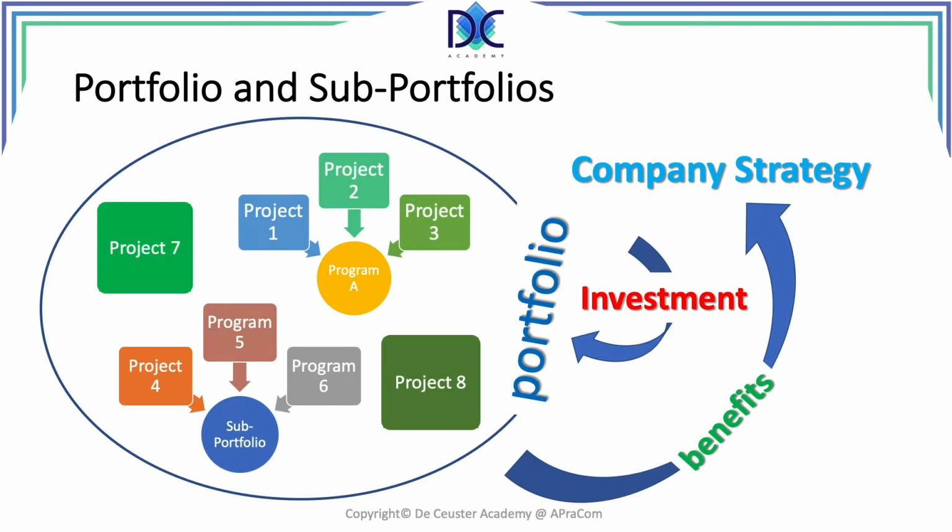We start from the strategy of the company. The company decides to invest in their future. For that, they create a portfolio, and that portfolio contains, in our example, one sub-portfolio, one program, and two independent projects. The program A contains three sub-projects, and the sub-portfolio has a project and two programs.